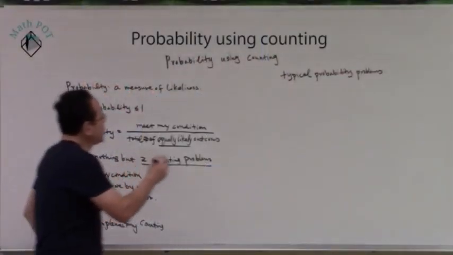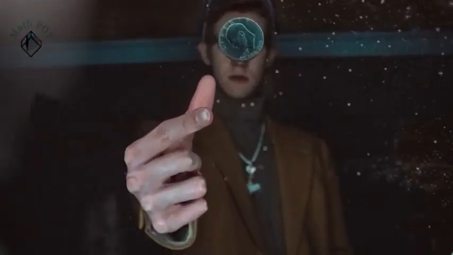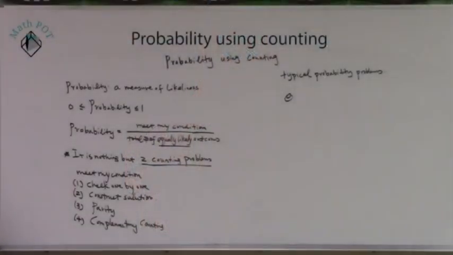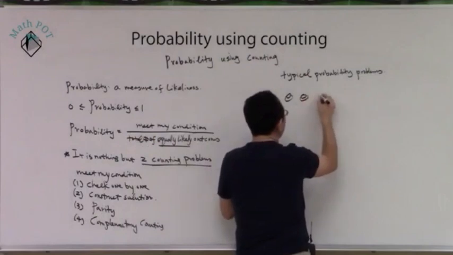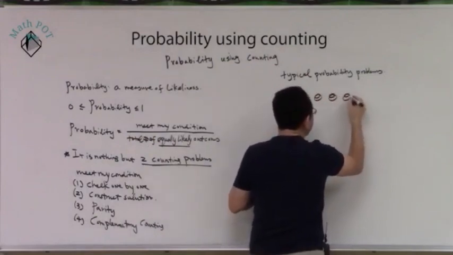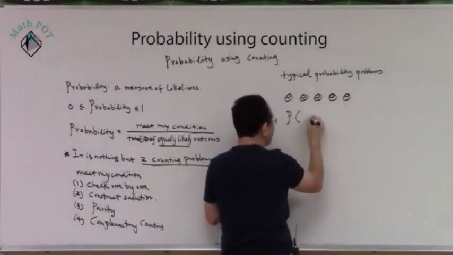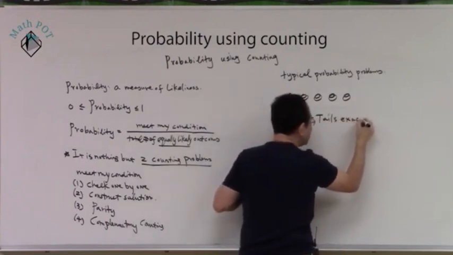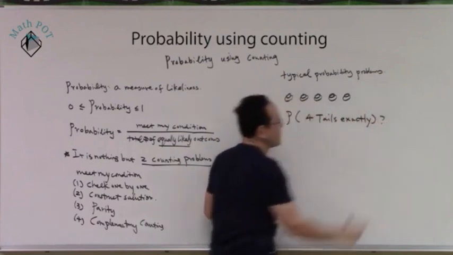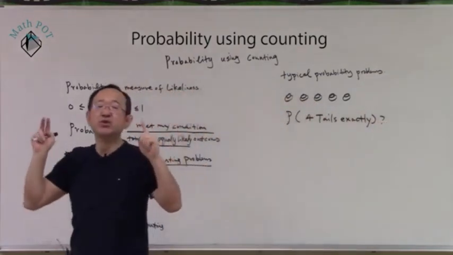So for example, we want to flip a coin 5 times. So what is the probability we get exactly 4 tails? So simple coin flip, 5 times, exactly 4 tails. Let's see how to solve this one. Okay, this is two counting problems.